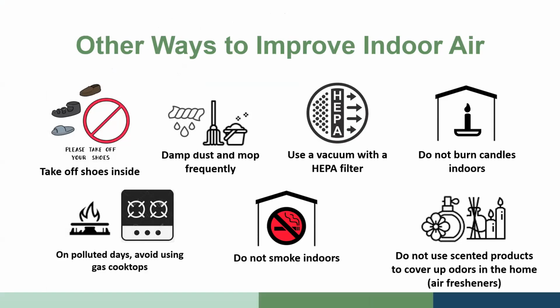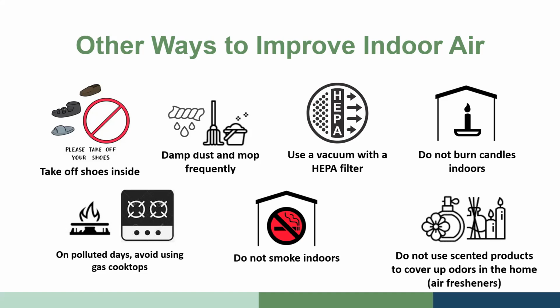In terms of other ways to improve indoor air besides utilizing these units, simply taking your shoes off inside. We track a lot of things into our house from the outdoor world, and we want to decrease that as much as possible. Another thing is damp dusting and mopping frequently. A lot of the time folks will just use a regular cloth, but we really want those things to be damp so that they're actually capturing those particles and not putting them back into the air that we're breathing.